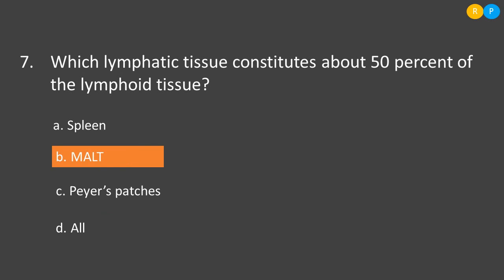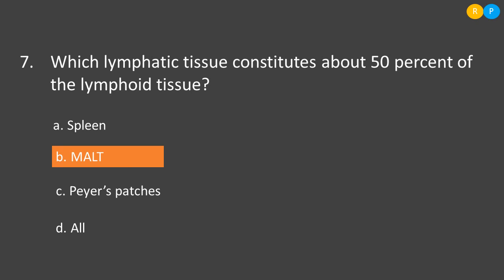Then the seventh question, which lymphatic tissue constitutes about 50% of the lymphoid tissue? So lymphoid tissue is a part of immune system because when the antigen comes in contact with lymphoid tissue, it is able to destroy them. Clear, right? So that kind of specialized character will be present in lymphoid tissue. So by phagocytic or some other way, they will be able to destroy the antigen whenever they get in contact with the pathogens.